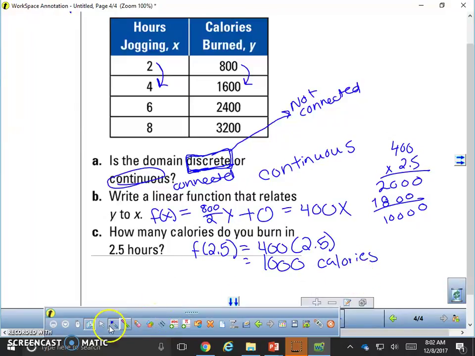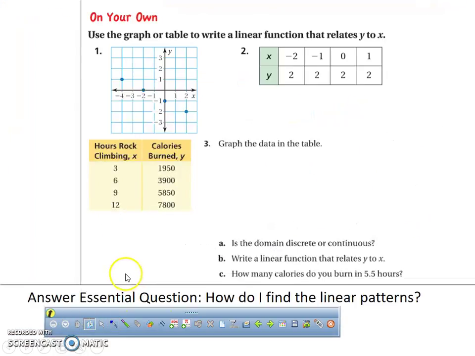Awesome. Let's go ahead and look at those on your own problems. So go ahead and pause your video. Try these on your own problems. I will tell you that for number 3, part A is the domain, the input.